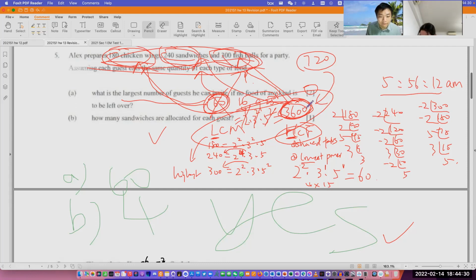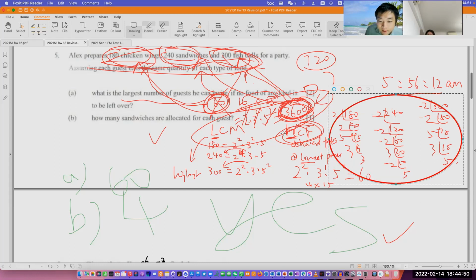So I have figured out LCM. I misjudged the question and went ahead to find LCM, and I realized, hey, LCM doesn't make sense. So if LCM doesn't make sense, then HCF has to make sense. So the working you need to show is this part. And then for HCF, you need to show this part.